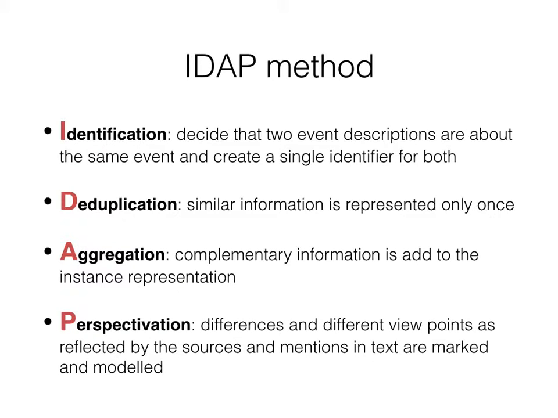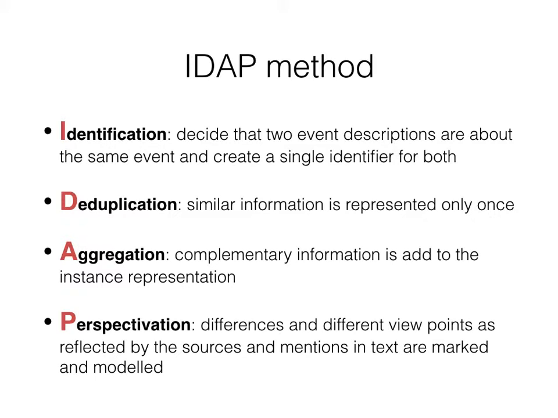IDAP stands for Identification, Deduplication, Aggregation, and Perspectivation. First, we determine if two pieces of text are about the same events and entities. If so, we represent them as one instance with pointers to these mentions. Then, information that the mentions share is represented only once, resulting in deduplication. Possibly, sources may complement each other. For example, when new information on an event is published later, this results in aggregation, assuming we can determine that the news is about the same event.